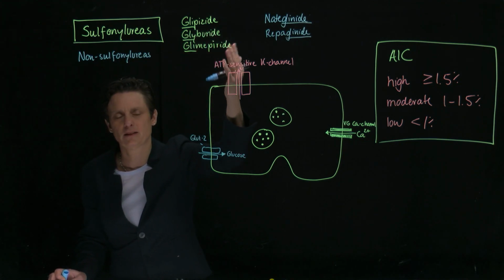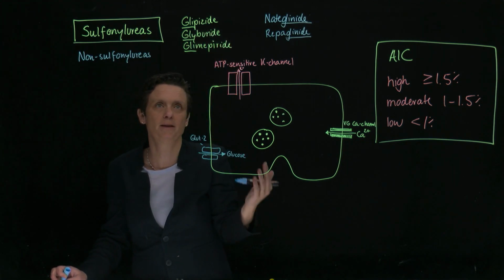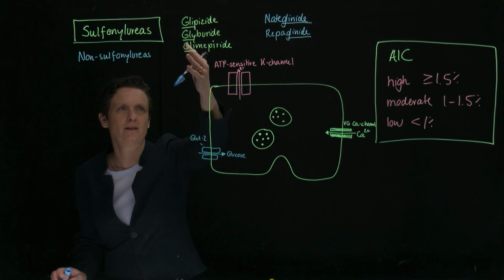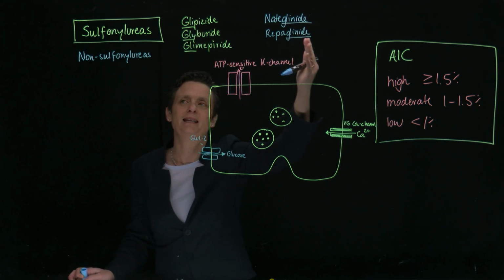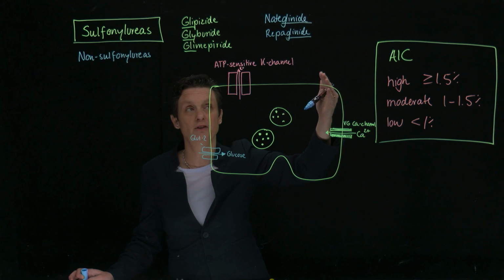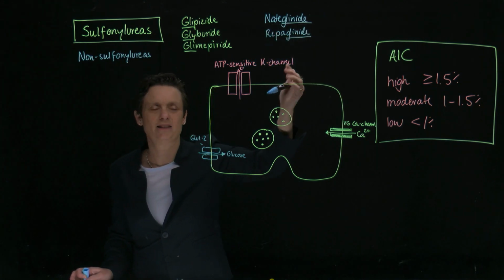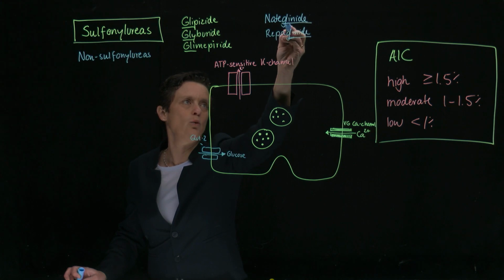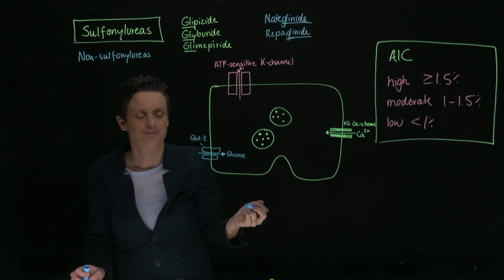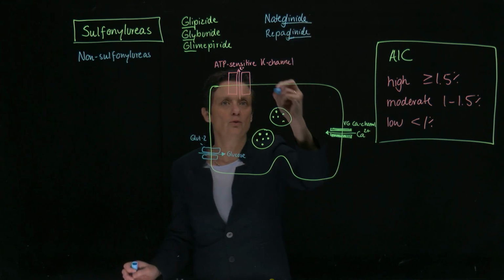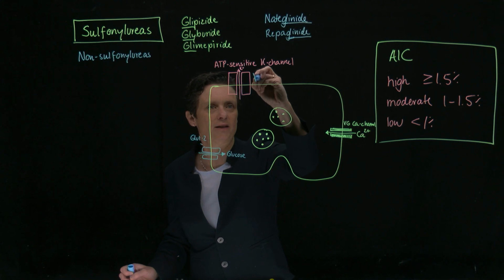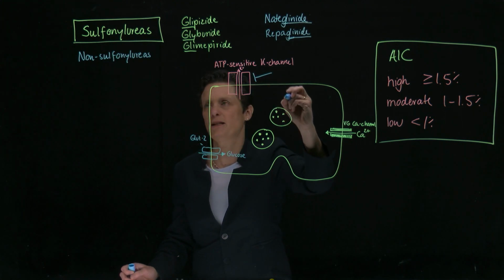Some famous sulfonylurea names are glipizide, glyburide. They all start with gly. And then for the non-sulfonylureas, nateglinide, repaglinide, so they also have the glinide in the name. And so what are they doing? They just shut down these ATP-sensitive potassium channels.